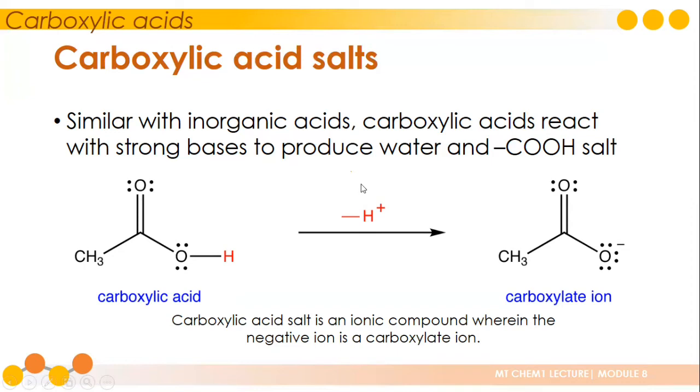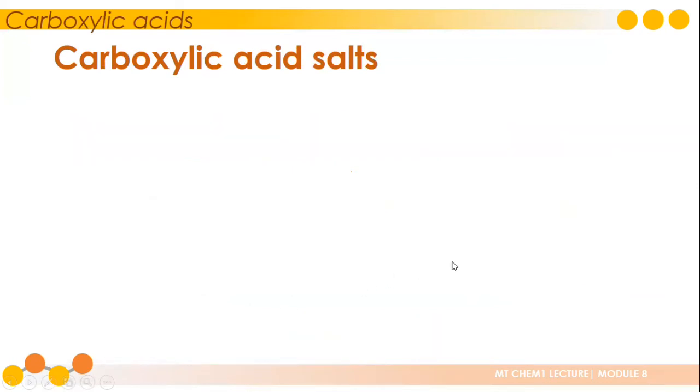So what happens when you mix strong base with a carboxylic acid is that the hydrogen in the hydroxyl group of the carboxylic acid breaks its bond and then it produces a carboxylate ion. Again, remember that this is the negative ion. The carboxylic acid will produce a carboxylate ion, which is our negative ion. Let's take a closer look at some examples.